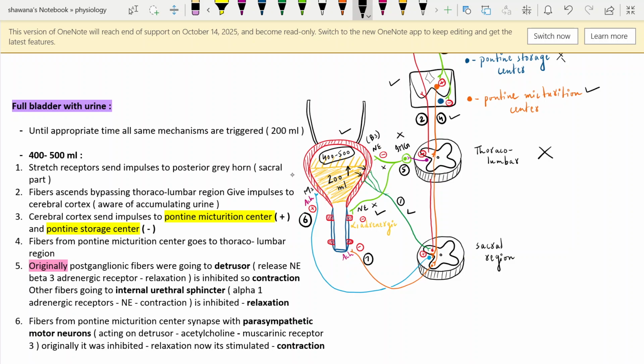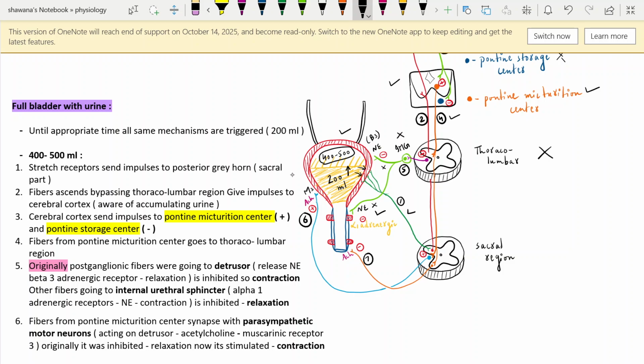The sixth step is that the fibers will descend more. Other fibers from the pontine micturition center will descend, the orange line, and they will synapse with the lateral horn. These were the parasympathetic motor neurons, the blue ones. They will go towards the detrusor muscle.